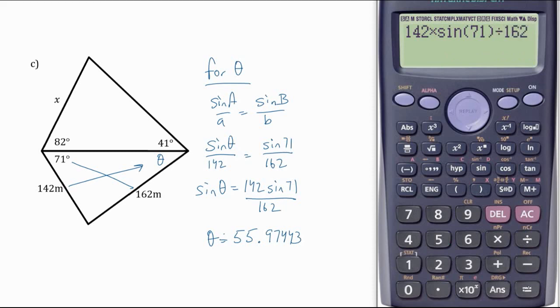I'm going to get some weird decimal. I'm going to know that's wrong, and I'm going to say, whoops, I forgot to do shift sine. So now I'm doing shift sine of that decimal, and it gives me the same answer.